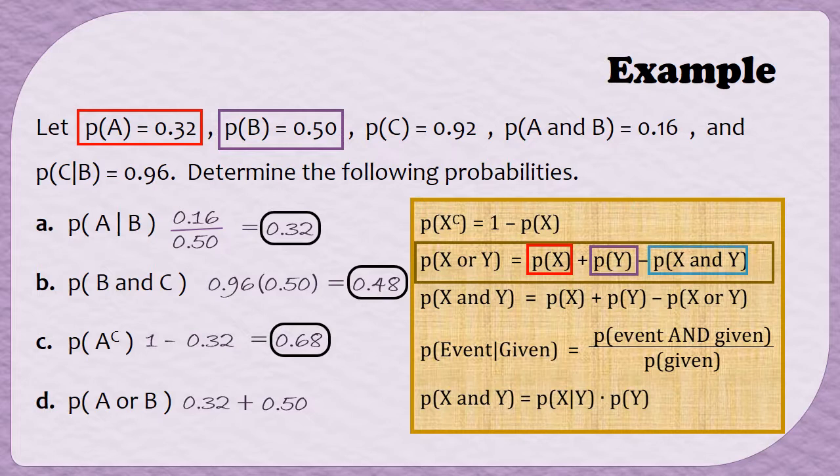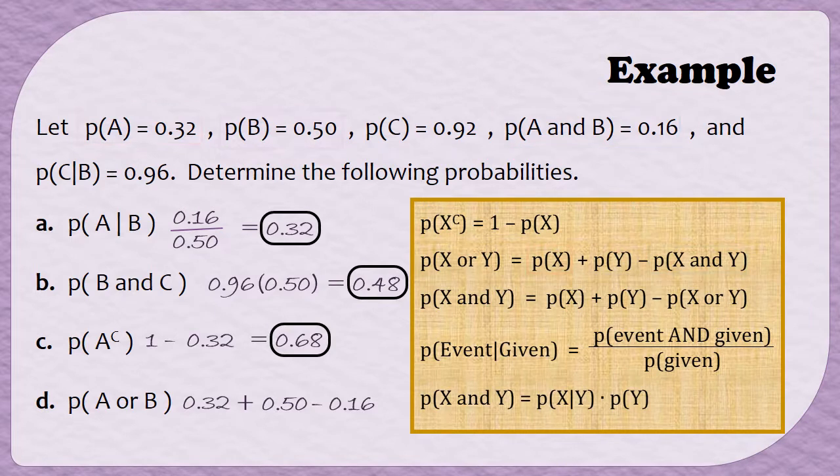And then we have to subtract the probability of X and Y. Remember, the probability of x and y is its own unique little probability. So we're going to take the probability of A and B together and subtract it. When we carry out the computation, we end up getting a 0.66.